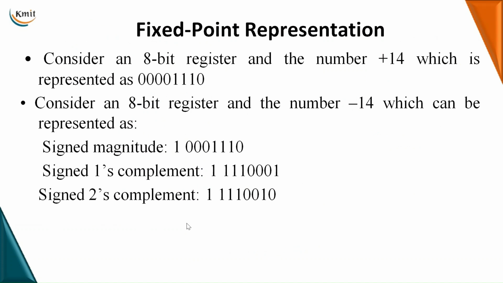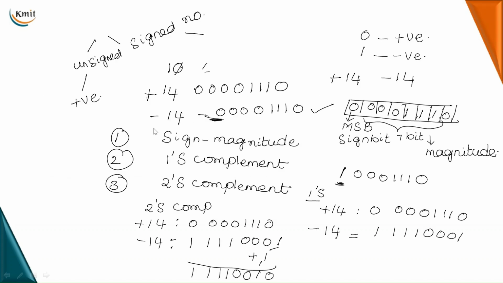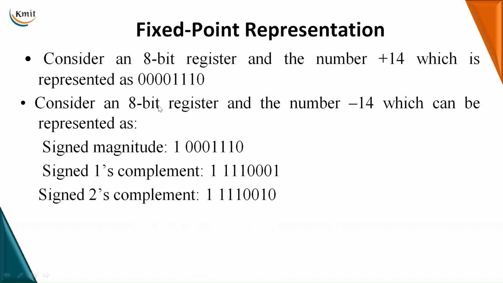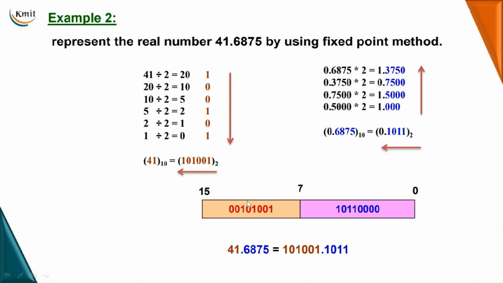So the fixed point representation is nothing but the sign magnitude representation. Take an 8-bit register, and 14 is my number. The same example, whatever was explained, is done here: in 8 bits, how you represent minus 14 in sign magnitude form, signed 1's complement form, and signed 2's complement form. So next we'll take a real number.